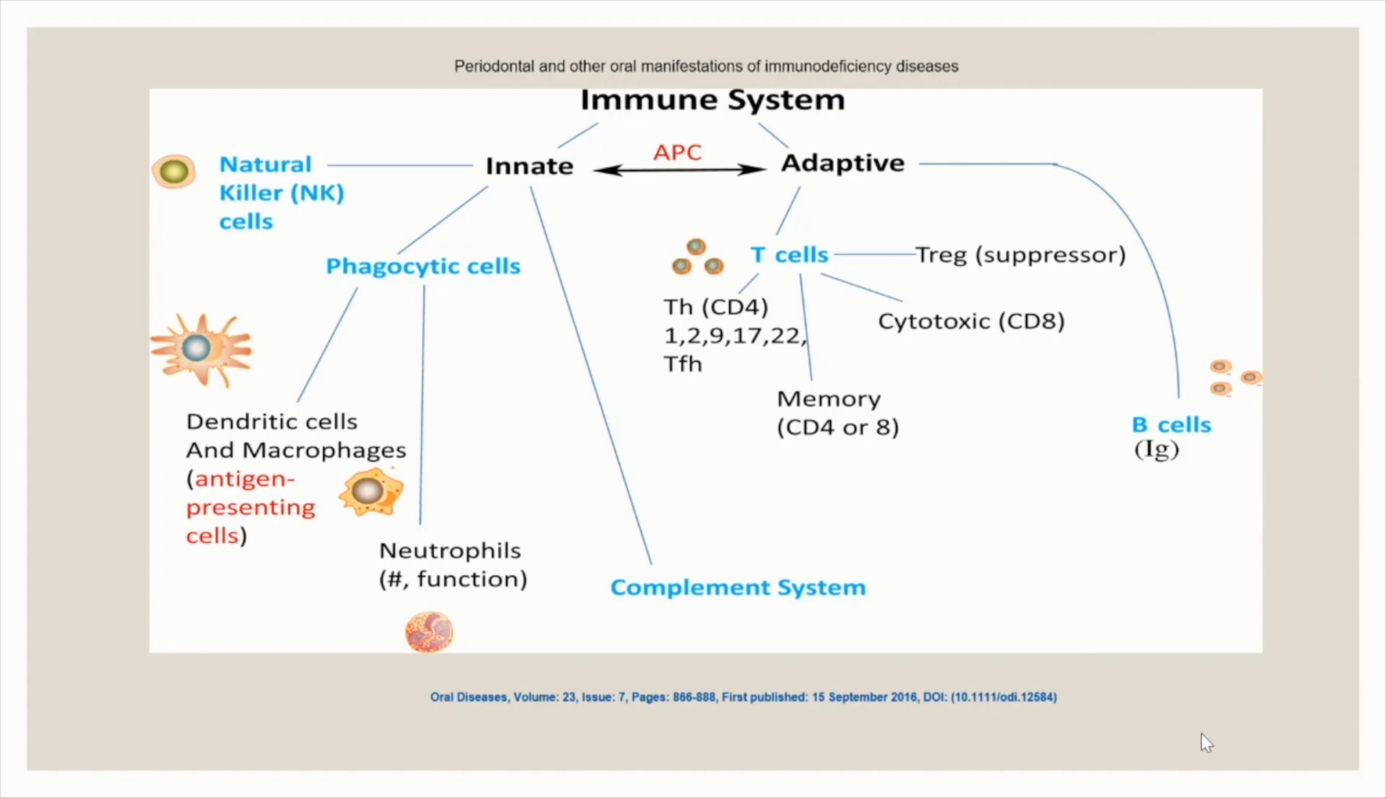Before we talk about immunodeficiencies, we need to understand the basic concepts of how the immune system works. A general outline of the immune system is shown in this figure. The immune system consists of innate and also adaptive immunity. Innate immunity includes phagocytic cells like neutrophils, dendritic cells, and also macrophages.